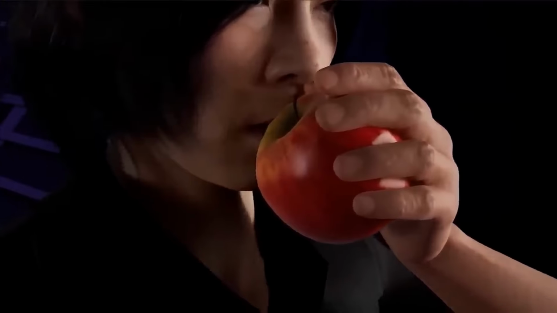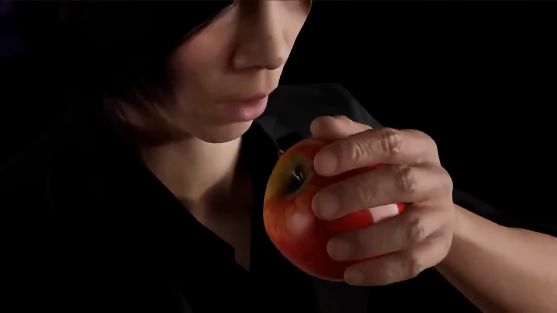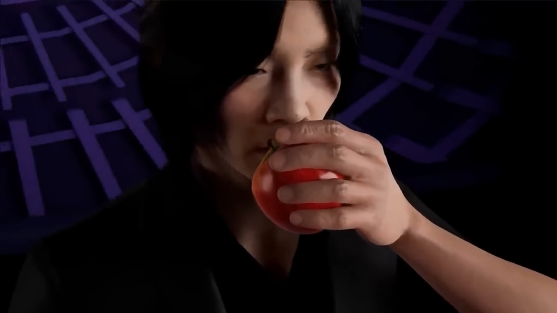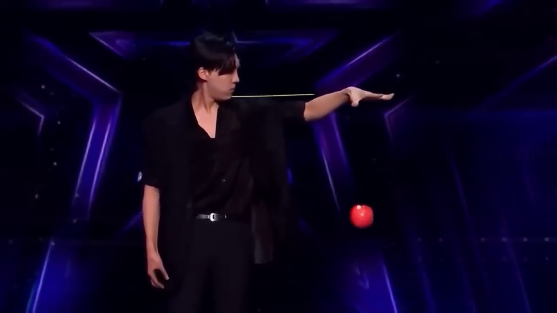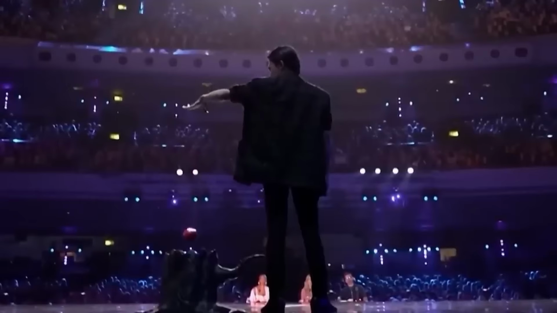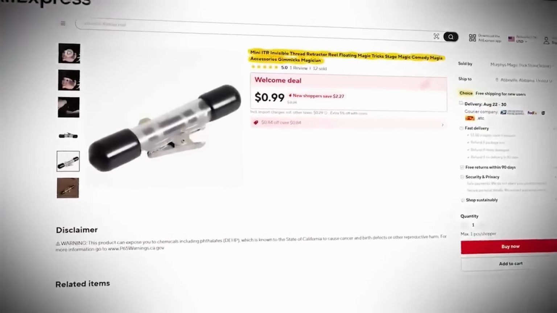The crucial element is the system that supports this thread. Eden uses a retractable spool of invisible thread concealed inside his clothing. Here's how it works. The spool is attached with a clip that cannot be seen from the front. The thread exits the mechanism, passes behind his arm, and attaches to the apple.